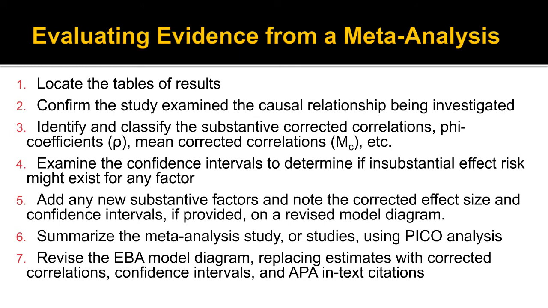There are 7 steps to evaluating evidence from a meta-analysis. First, we need to locate the tables of results in the paper. We can find the tables by searching for Table 1 using the Find function in Adobe Acrobat. We will examine both the text that describes a table and the content of the table. Depending on the objectives of the study, there may be one or more tables that we need to examine.